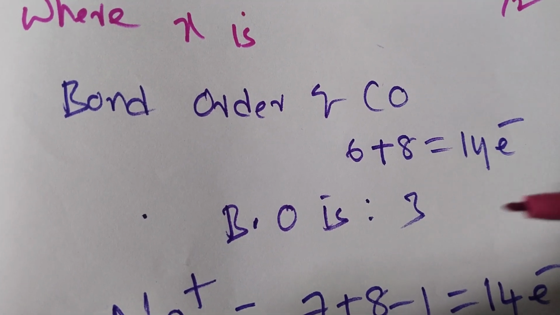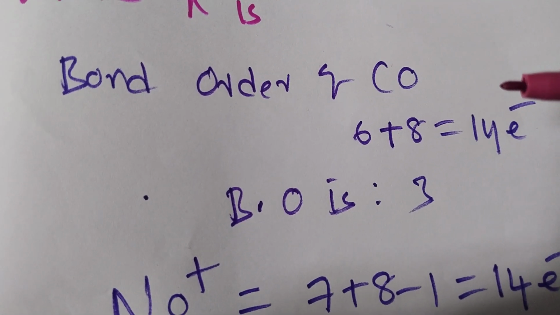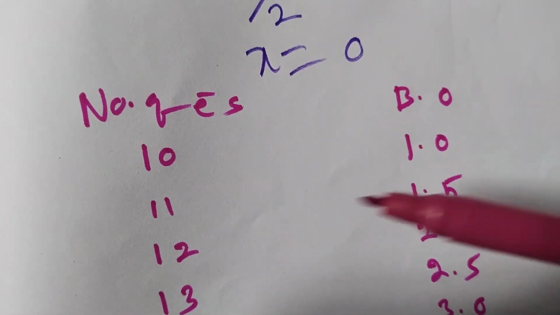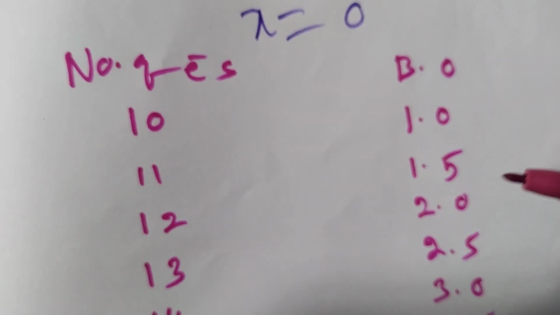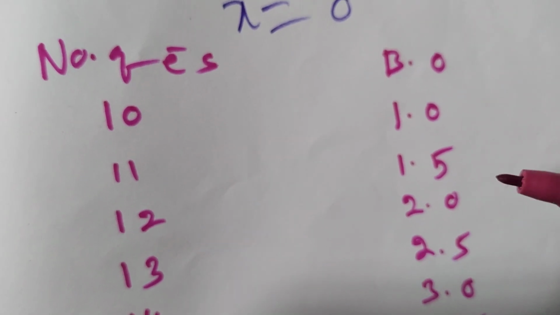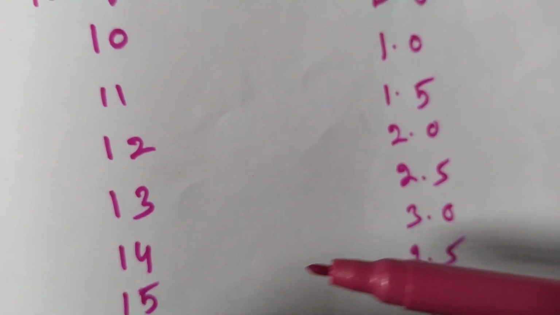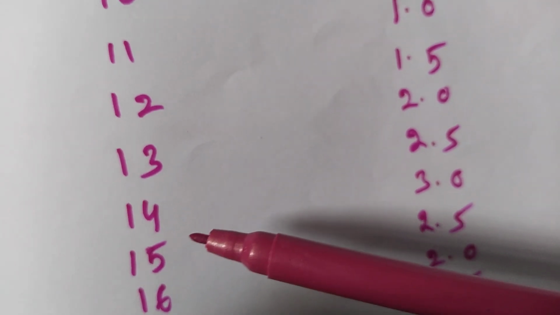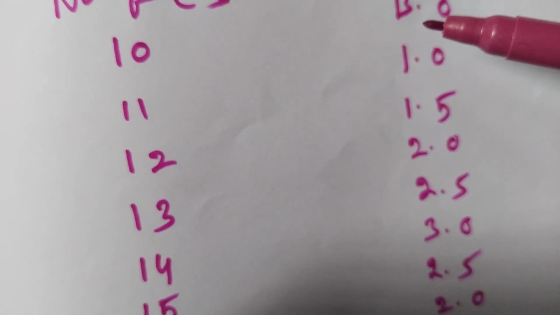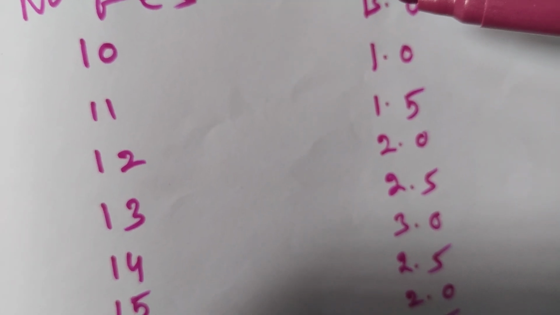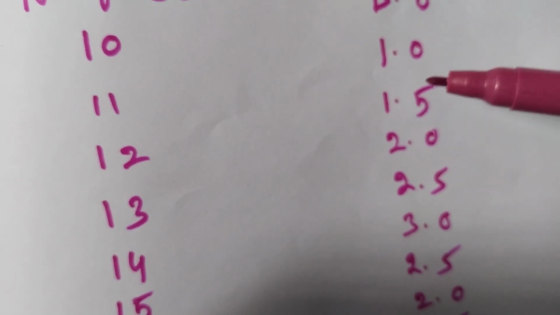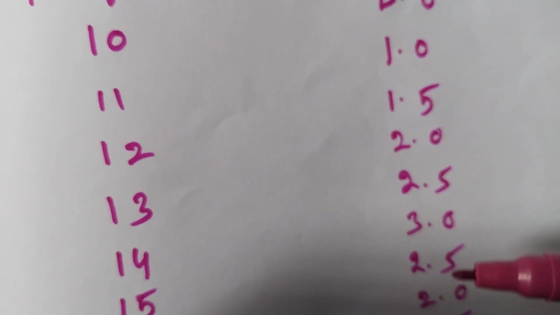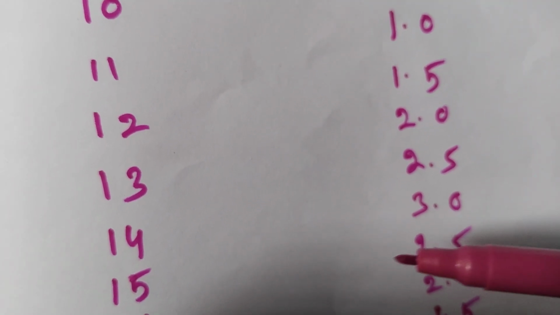If the number of electrons is 14, the trick is: number of electrons 10, bond order 1; number of electrons 11, bond order 1.5; 12, 2.0; 13, 2.5; 14 electrons, bond order 3. You see the bond order increasing by 0.5 unit up to 14 electrons.